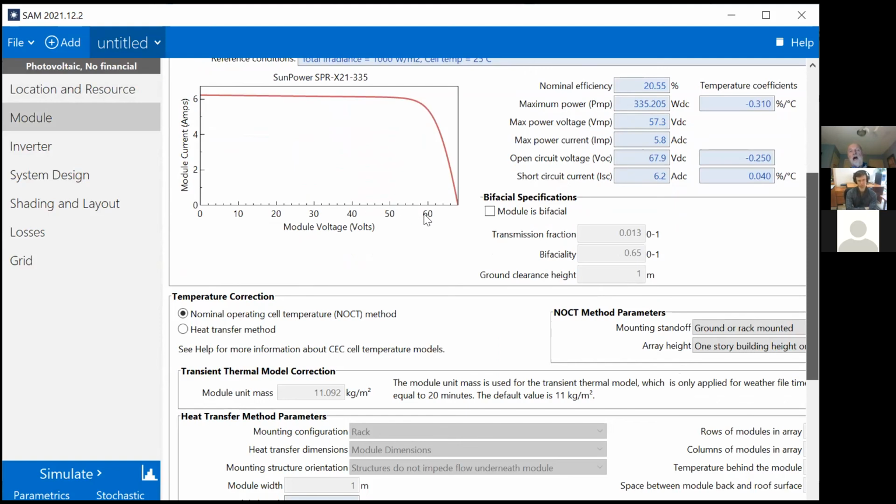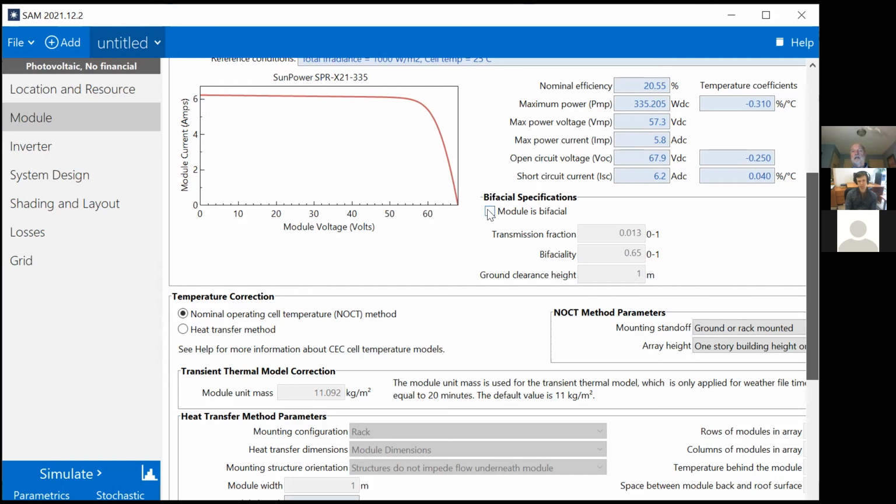So the open circuit voltage for the module is close to 70 volts. This is a very efficient module. This is about 21% efficient, and the temperature coefficient is less than the module that we saw before. So this has better temperature behavior. This is something that I haven't told you about.